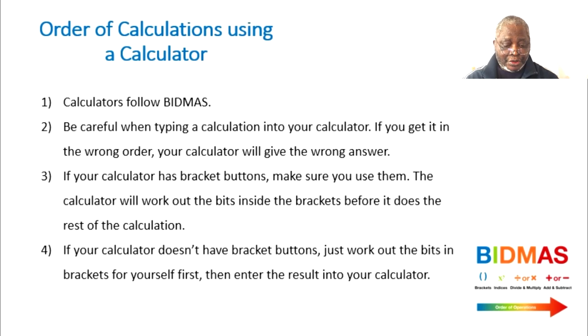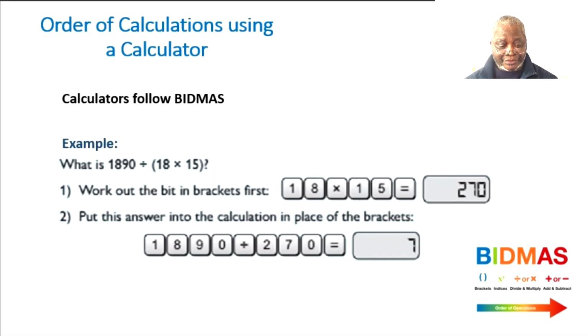If your calculator doesn't have bracket buttons, just work out the bits in the brackets for yourself first, then enter the results in your calculator. And that is the order of operations when you use a calculator. In the example, the calculator applies BIDMAS automatically. So work out the bits in brackets first.